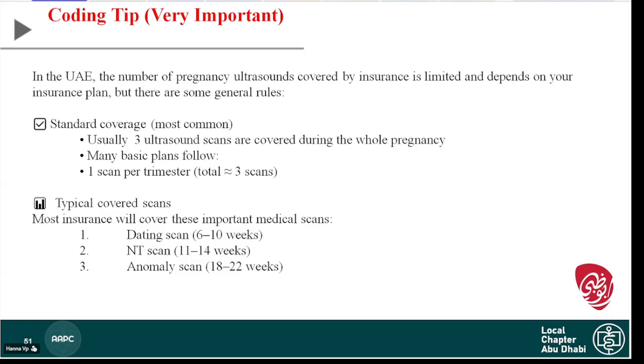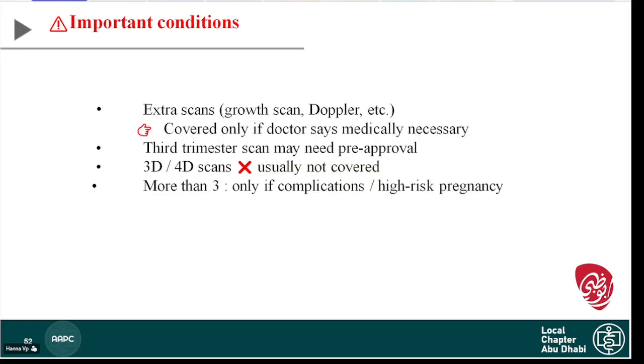Typically, most insurance will cover these important medical scans. Which ultrasound scans are covered? First the dating scan, then the NT scan, then the anomaly scan. These are the ones we discussed before, guys, the main scans. I told you the minimum number of ultrasounds is 3. But if it is more than 3, see this important condition given here: the extra scans, like the growth scan, Doppler, etc., are covered only if the doctor says they are medically necessary.